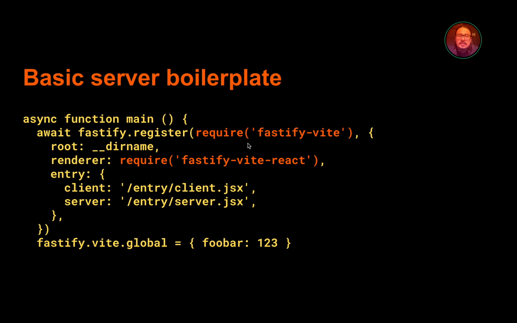So this is the basic server boilerplate. You register fastify-vite and you register a renderer plugin. In this case, you have React, and you can see that you have the entry points pointing to JSX files, and for the Vue version, you have them pointed to JS files.